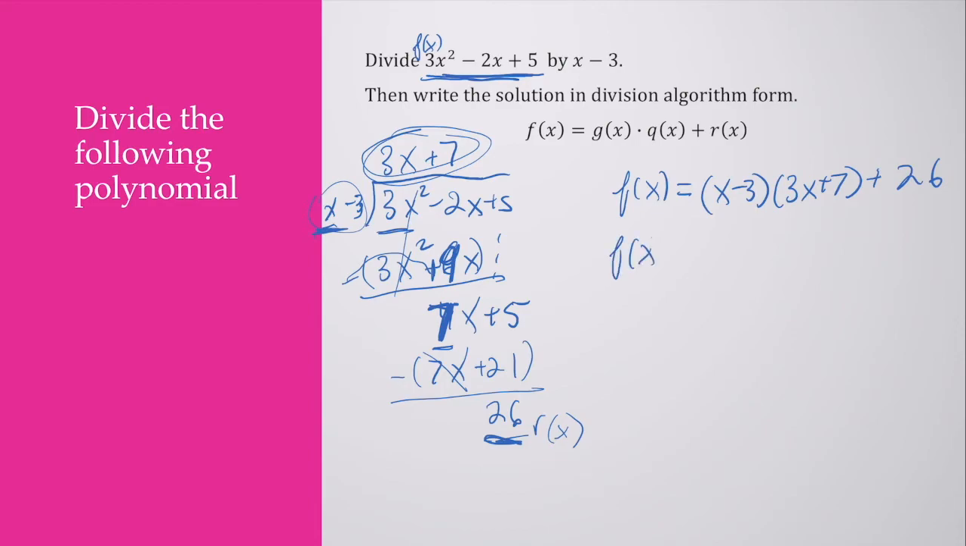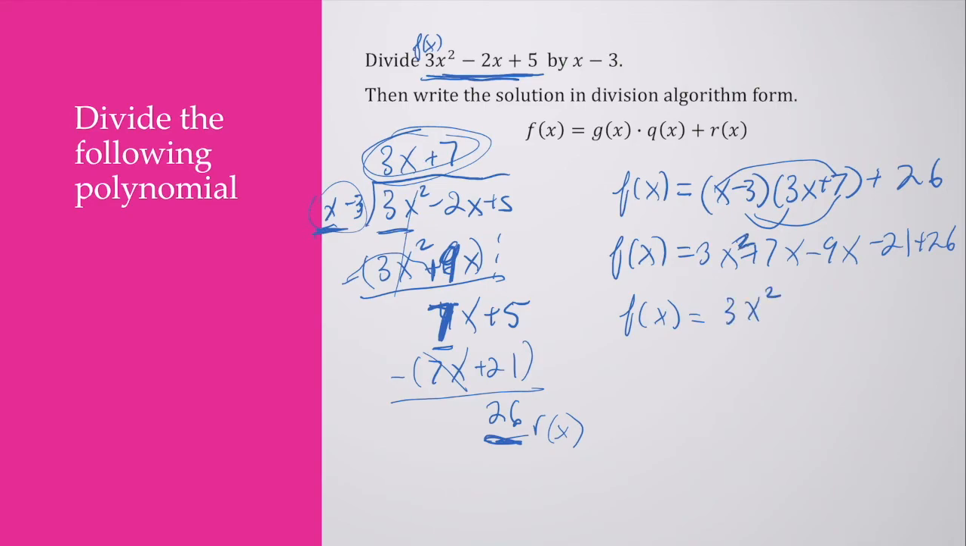So I have f of x is 3x squared plus 7x minus 9x minus 21 plus 26. So f of x is 3x squared plus 7x minus 9x, that gives me a negative 2x, and negative 21 plus 26 is a positive 5, right? We got back to our original function by rewriting this using the division algorithm.